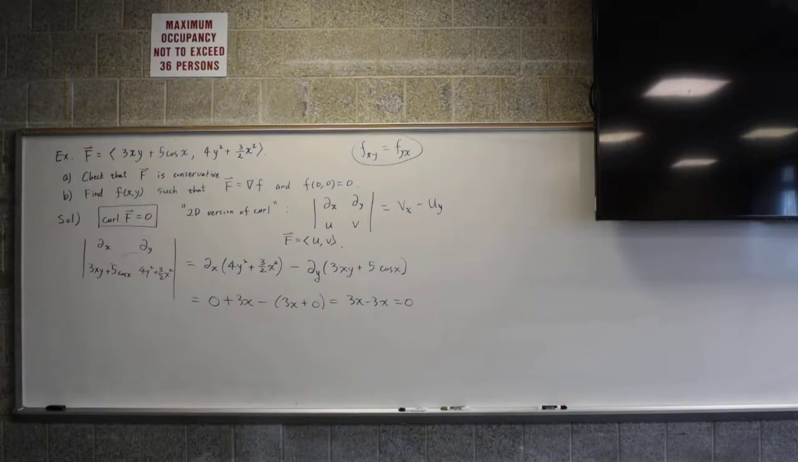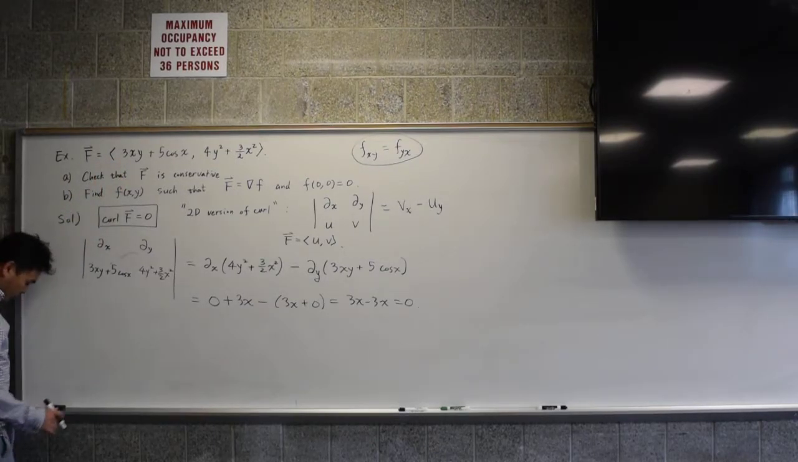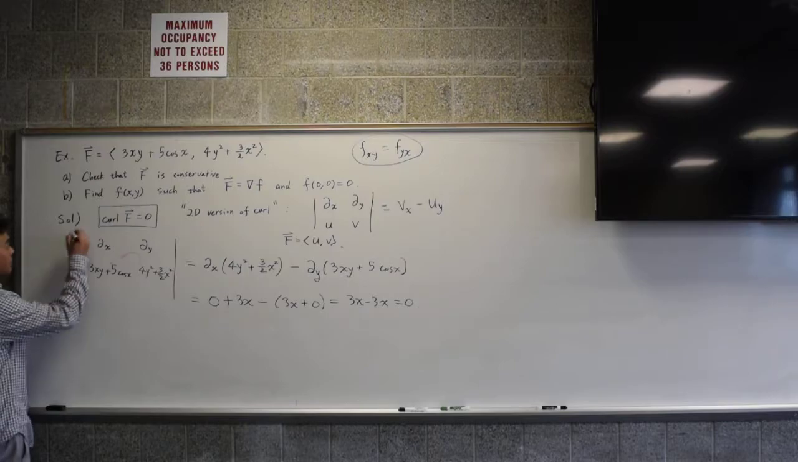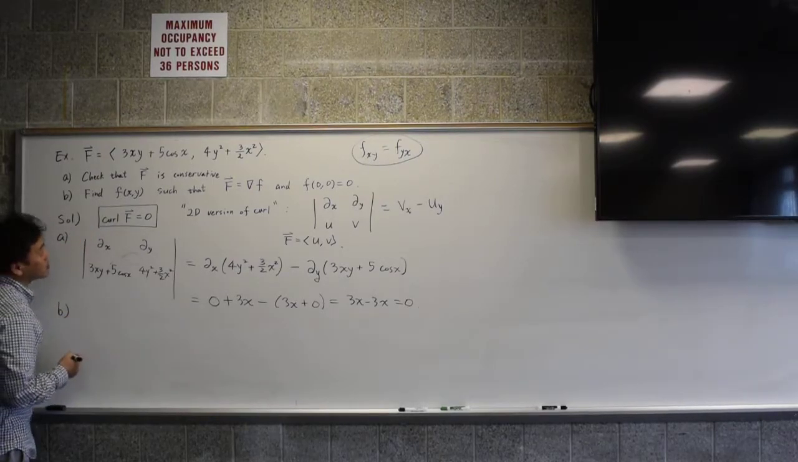But you don't have to write all that. When you're asked to check that something's conservative, just simply compute this, and if it's equal to 0, then it means it's conservative. And if it's conservative, that means there must be some function whose derivative is equal to this one. All right, so let's continue on. That's just part A. We've done part A. Now part B.